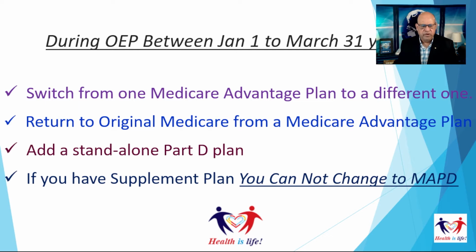During the open enrollment period, between January 1st and March 31st, this is a summary of what you can do. You can switch from one Medicare Advantage plan to a different one, return to original Medicare from a Medicare Advantage plan, or add a standalone prescription plan. If you have a supplemental insurance, you cannot change to a Medicare Advantage prescription plan. That's one thing you need to keep in mind.